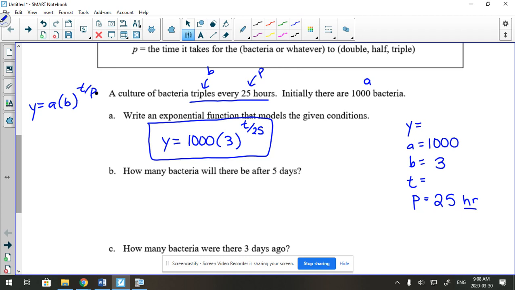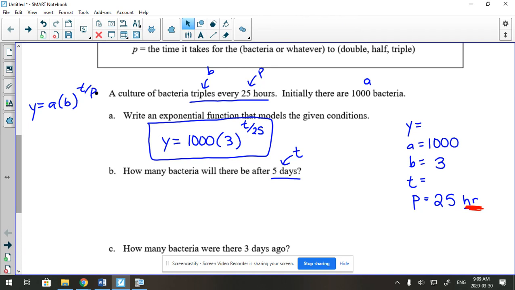Now it says how many bacteria will there be after 5 days? This is now your T value. It's telling me the total time that's passed is 5 days. I know it triples every 25 hours, so how many will I have after a total time of 5 days? So when I think of T, I think it's the total time that's passed. You have to be careful here, and this is why I wrote out the unit hours here, because you can't just pop in a 5 for T, or else it's going to assume you're working with 5 hours.